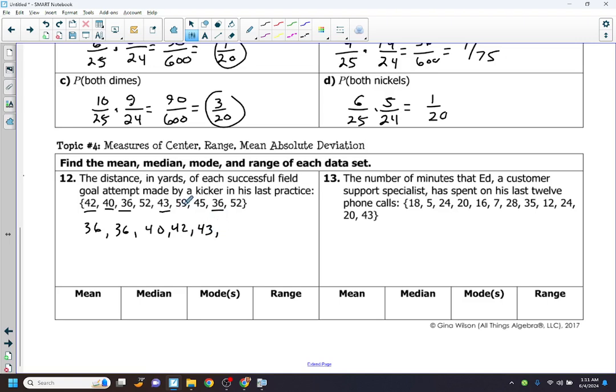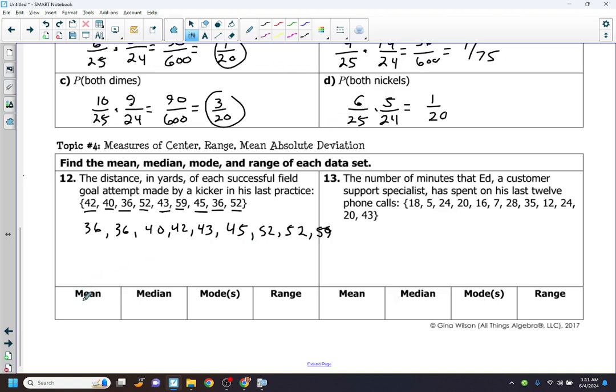I got a 45. And I got a 52, 52. And then a 59. Okay. All right.